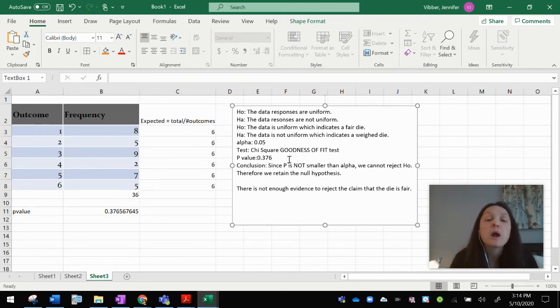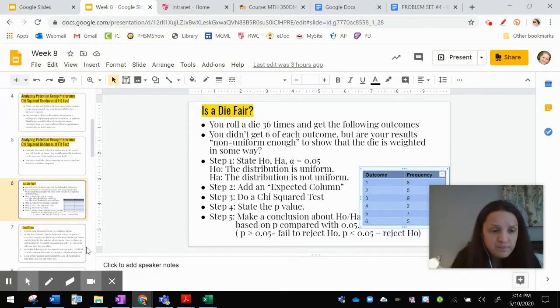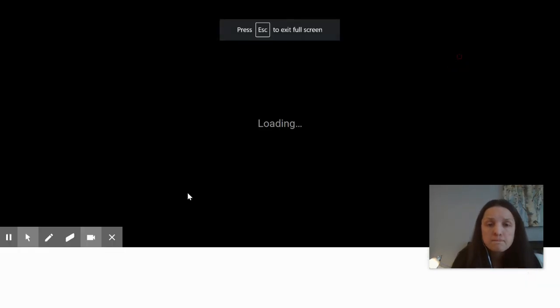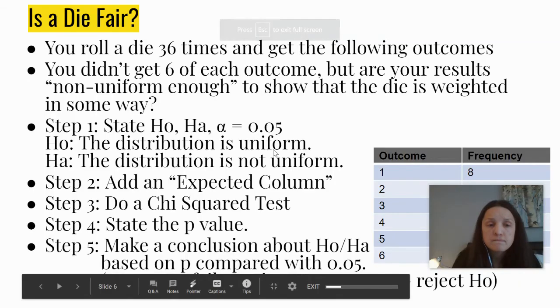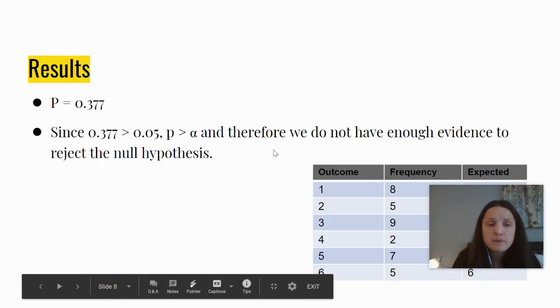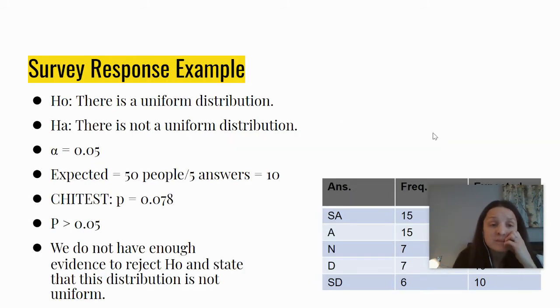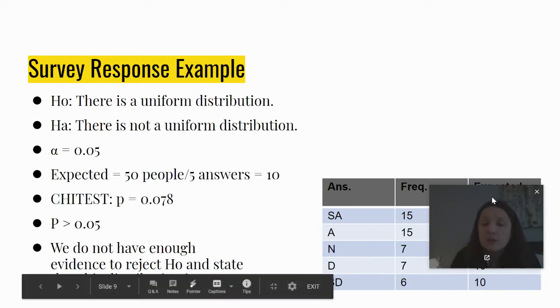So for a chi-square goodness of fit test, you go through, you figure out a frequency, and then you decide, can I tell if this is fair or not? Now, let me go back to the slides here for a moment. And we got a p-value of 0.377. Since p is greater than alpha, we do not have evidence to reject the null hypothesis. That's it.